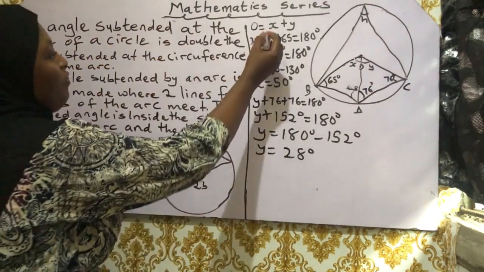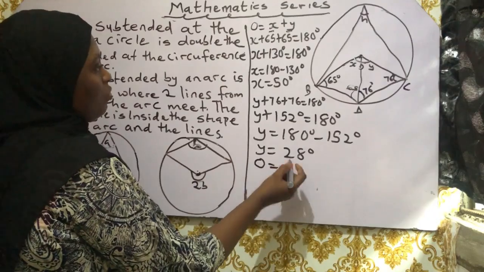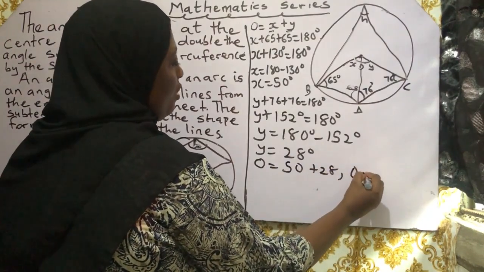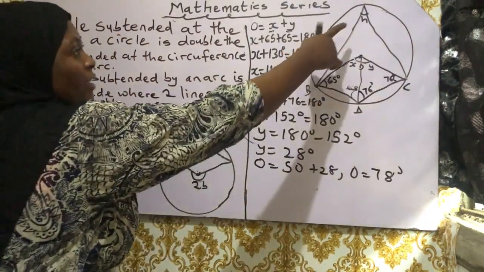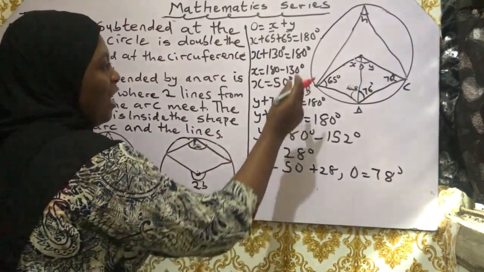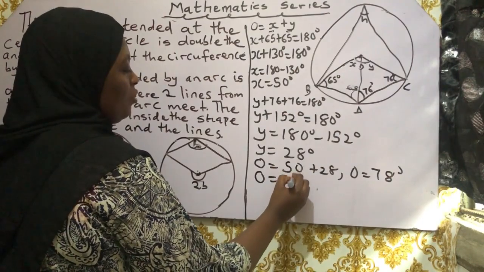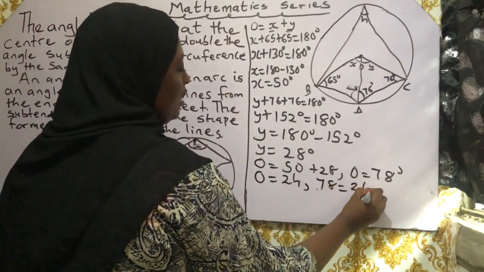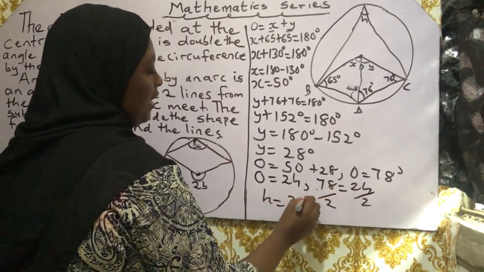Okay, we have gotten the values of X and Y. So let's get O. O will be equal to X, 50, plus Y, 28. So O will be equal to 78 degrees. But we are not just concerned about O, we are concerned about H, the angle subtended by an arc at the circumference. Remember we said the angle at the center, which is O, is twice the angle subtended at the circumference, which is 2H. So O equals 78 equals 2H. Divide both sides by 2. So H is equal to 39 degrees.